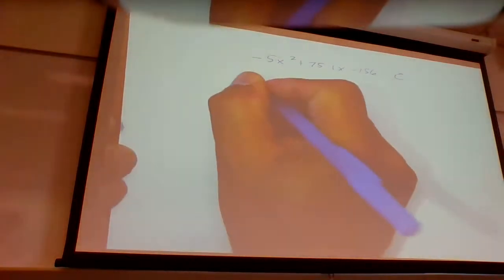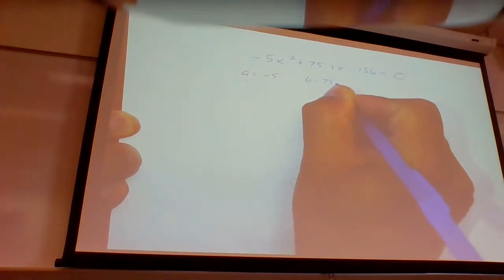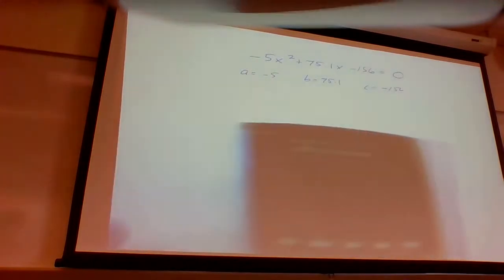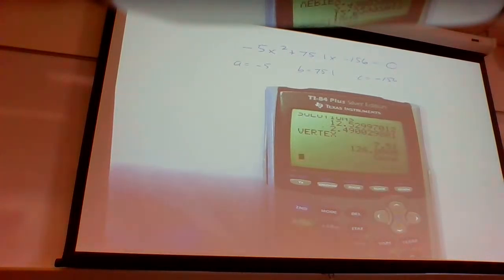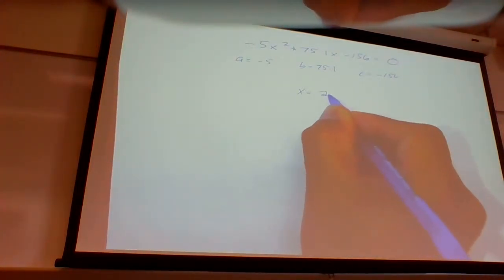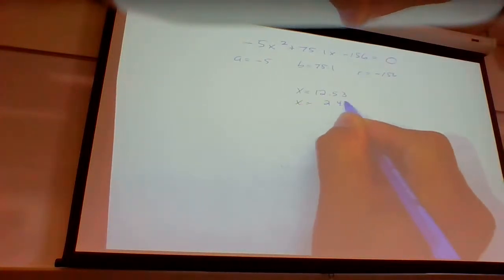Okay, in this case, what's A? -5, B is 75.1, and C is -156. Go to our program, quad form. -5 is A, 75.1 is B, C is -156. This time, do I want solutions or vertex? Solutions. So we could break even at either 12.53 or 2.49.